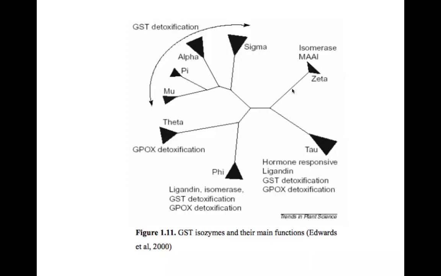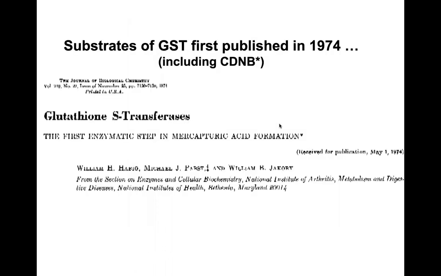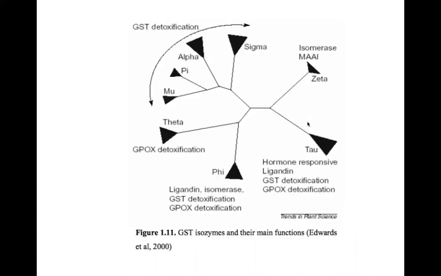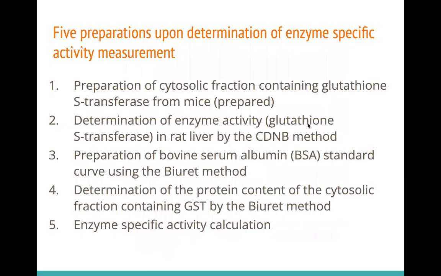As you can see here, there are several types of GST detoxification enzymes. There is alpha, pi, mu, theta, zeta and so on. And the substrate and the GST enzyme were first published in 1974, including the CDNB that you are going to use in your experiment. So moving on, the preparation and determination of enzyme specific activity measurement.